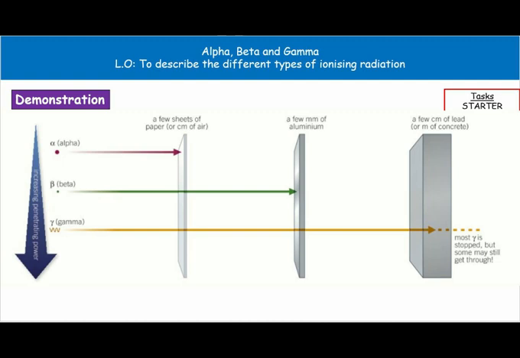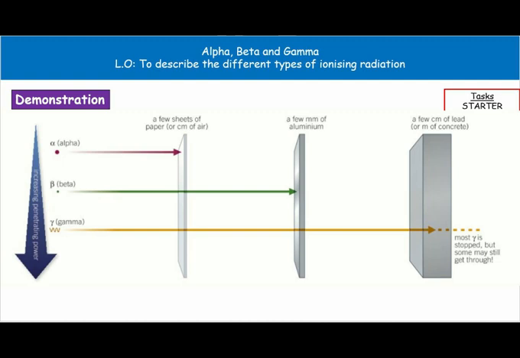What we will see, if we look at alpha first of all, is that it is going to be stopped by a few sheets of paper. And in the demo we just watched, you could see that when the piece of tissue was placed, it did stop that radiation passing for one of our sources. So we can say that one consisted of alpha radiation. For the beta, you can see that it goes straight through the few sheets of paper, but it is brought to a stop by the few millimeters of aluminium.